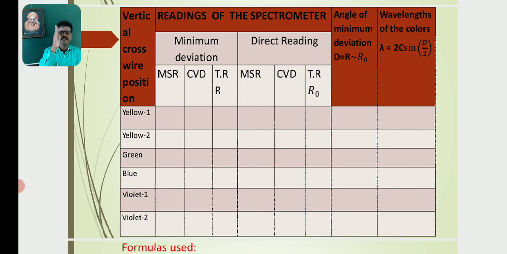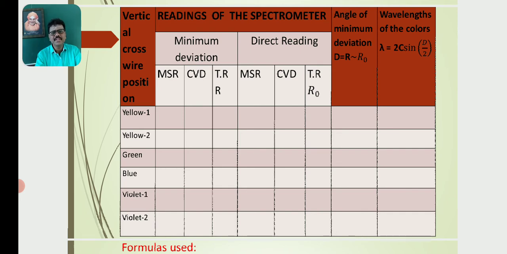So when the crosswire is focused, that means the telescope is focused to the white narrow band or narrow slit. Then take the MSR reading and CVD, and calculate the direct reading. R0 is equal to MSR plus CVD into LC. Substituting all those values in that expression, calculate the direct reading. Then the angle of minimum deviation.